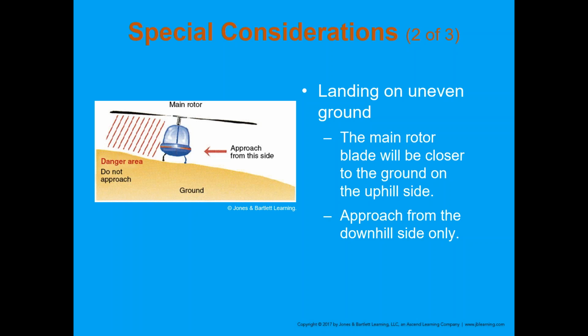If they do land on uneven ground, we need to be extremely careful. That blade is going to be closer to the uphill side, so we don't want to go in that direction. Always approach from downhill. There's more space. We won't get our heads chopped off.